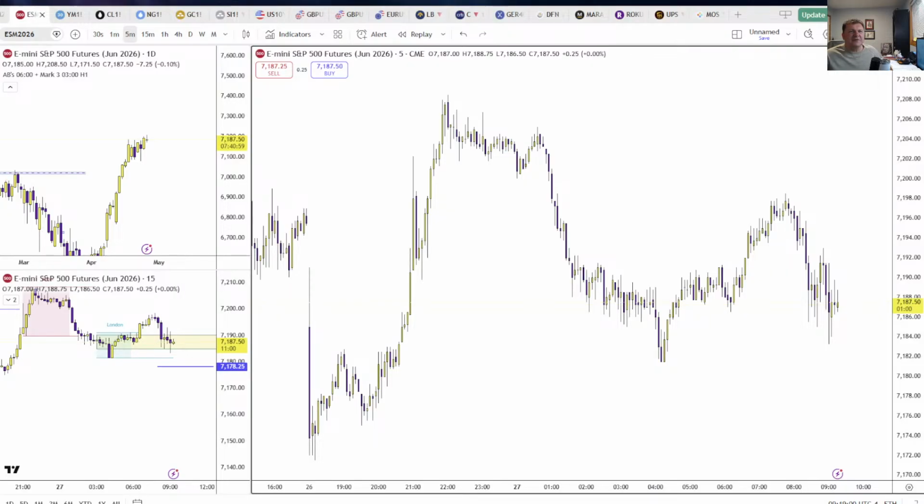Bees are really bearish, not fond of bears. What bias do the bees have today? The bees are bearish. Yes.